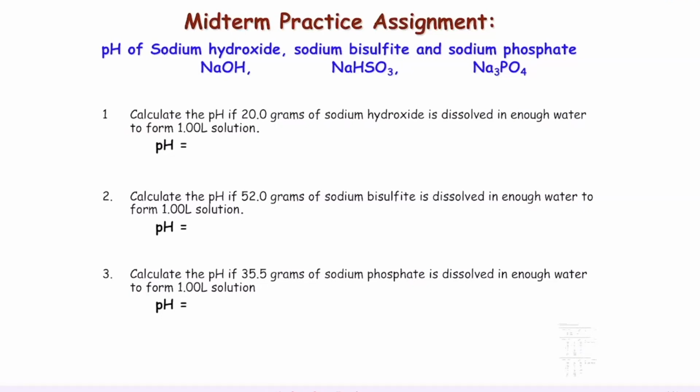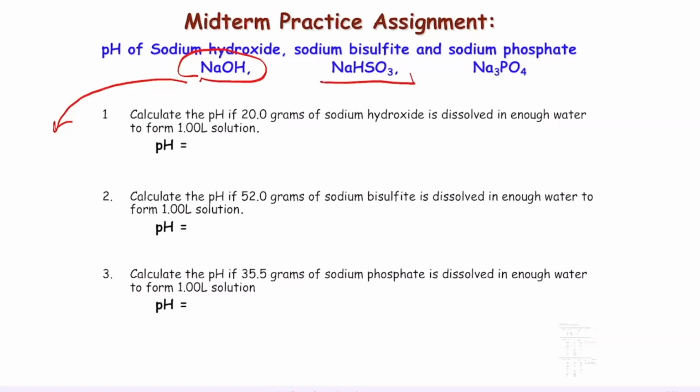And these are typical problems that I usually put in the midterm. I'll give you a salt, I'll give you a chemical, and you need to calculate the pH. You should recognize that this is a strong base. If you know the concentration of this chemical, then the pOH is directly obtained based on the hydroxide ion concentration.